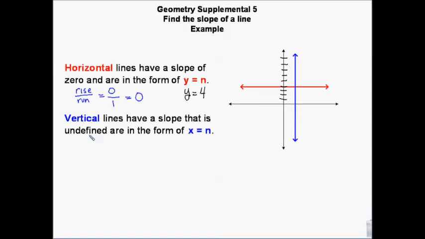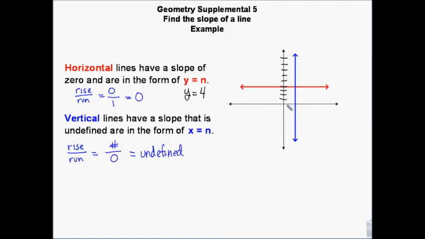Vertical lines have an undefined slope. And that's because my rise over my run is how far right or left I'm going, and I'm not going right or left at all. So my run is 0. And so it doesn't matter what number I pick. It's being divided by 0, which is not allowed. So it's undefined.